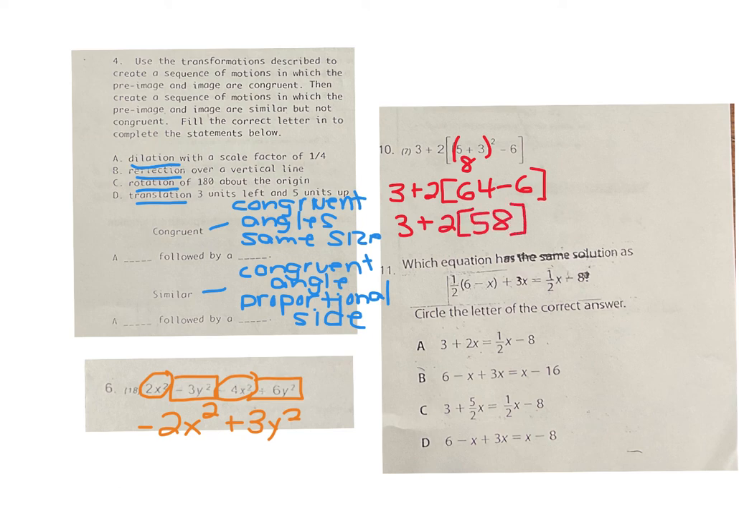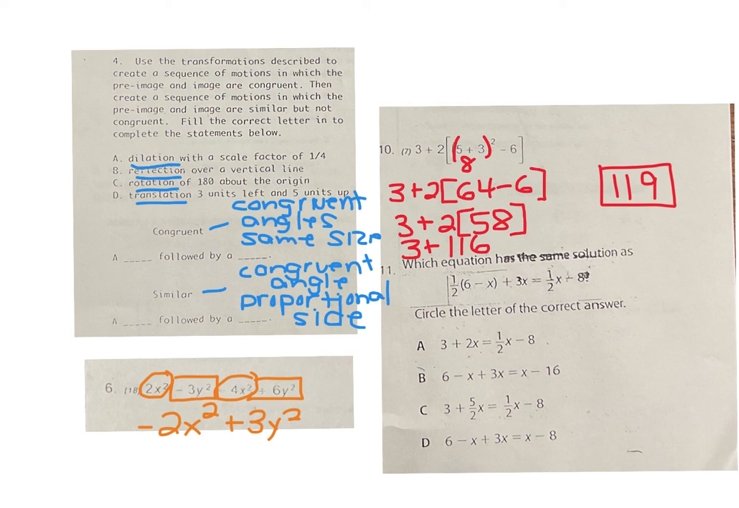Now this is where I saw the most errors. Most of us tried to add 3 plus 2. But when we have two things written side by side, such as the 2 and the 58, that's multiplication, and multiplication occurs before addition. So this would be 3 plus 2 times 58 is 116. And then last but not least, 3 plus 116 is 119.